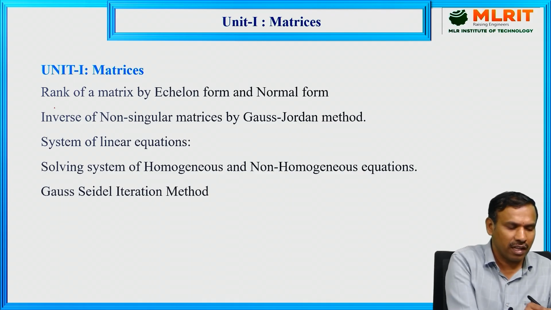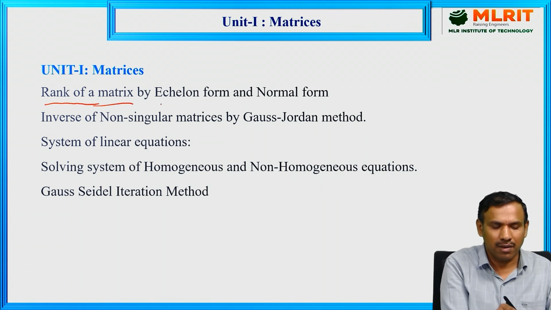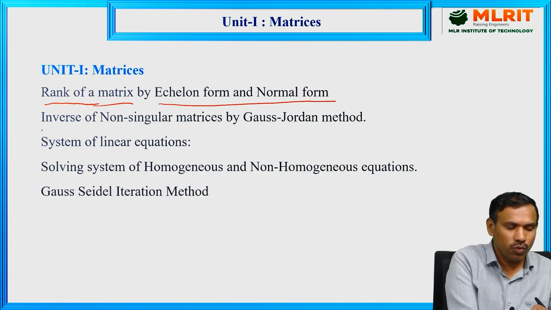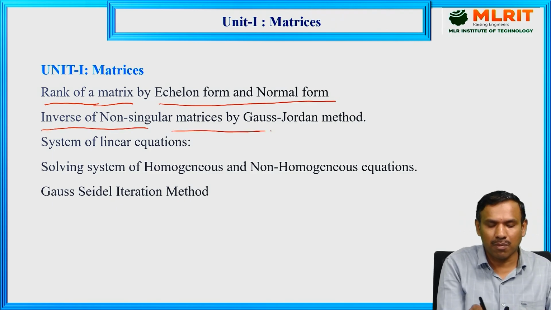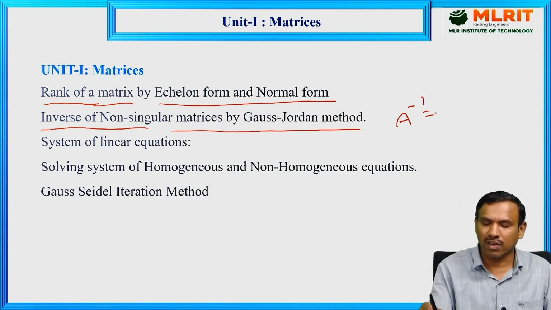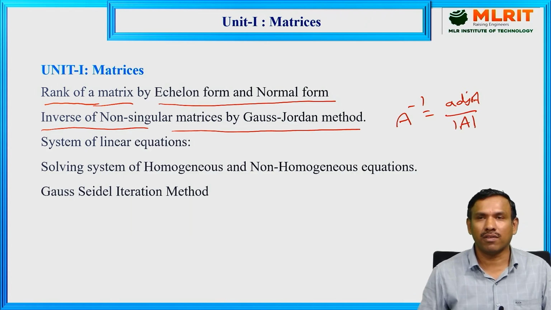Next, in this lecture I will start with unit 1, matrices. Already we discussed, especially the first topic, rank of a matrix. Here we are finding it using echelon form and normal form. Next, how to find the inverse of non-singular matrices by the Gauss-Jordan method. At intermediate level, they used to take the concept A inverse is equal to adjoint of A by det A. Here finding det A every time is not so easy, and the adjoint of A is also difficult. That's why we use the row operations method to find the inverse of non-singular matrices.